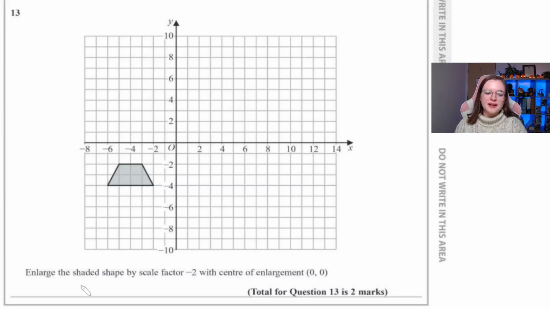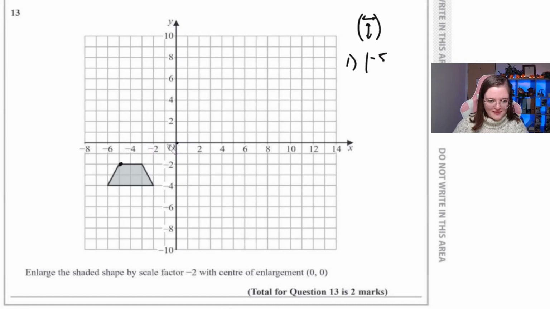Question 13: enlarge the shaded shape by scale factor -2 with centre of enlargement 0, 0. When you're doing enlargements from a point, the first thing you do is find the vector of each of the points. I'm going to do the first one first. The vector, as we saw earlier, is left/right first, and then up/down. So for point number 1, in black pen, that is going to be 1, 2, 3, 4, 5 left. So -5, let me just double check.